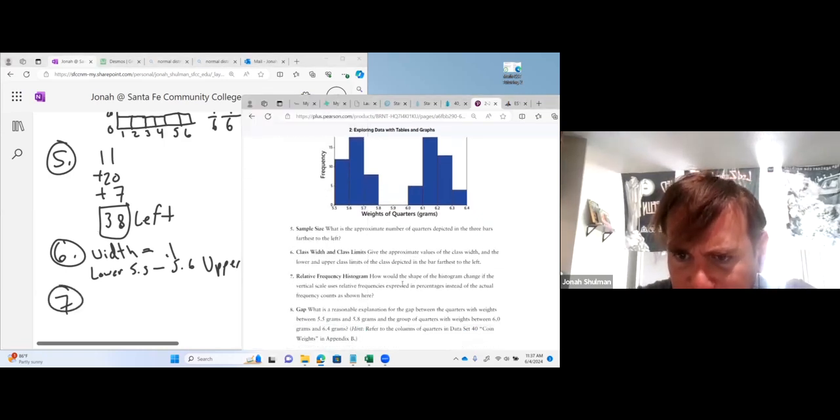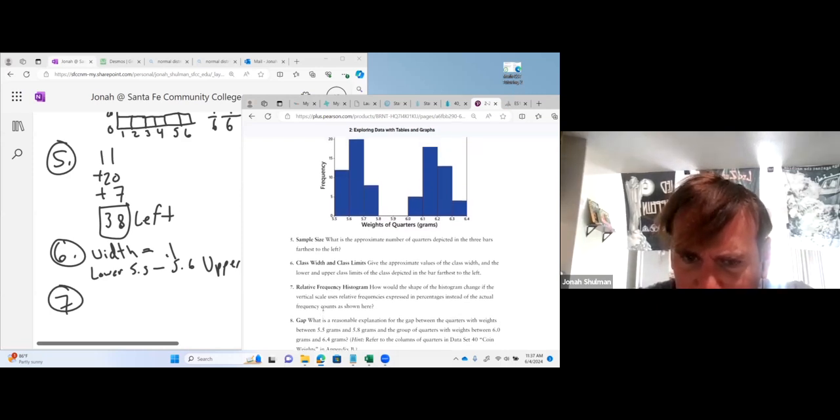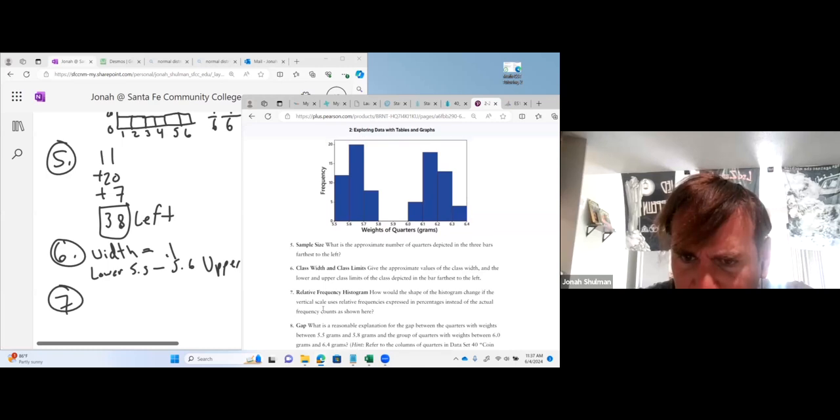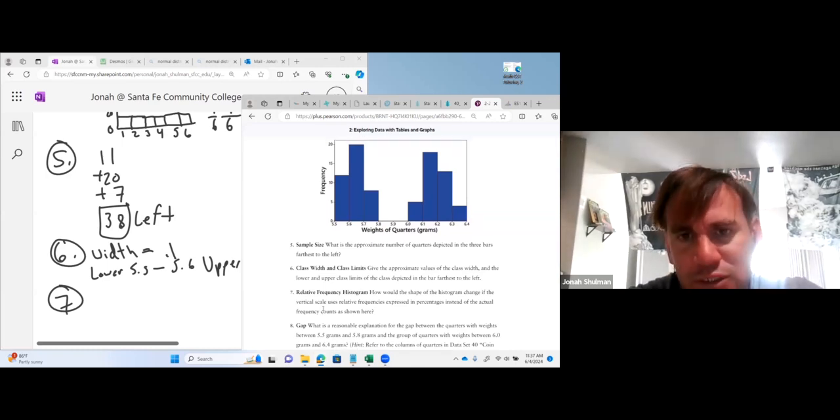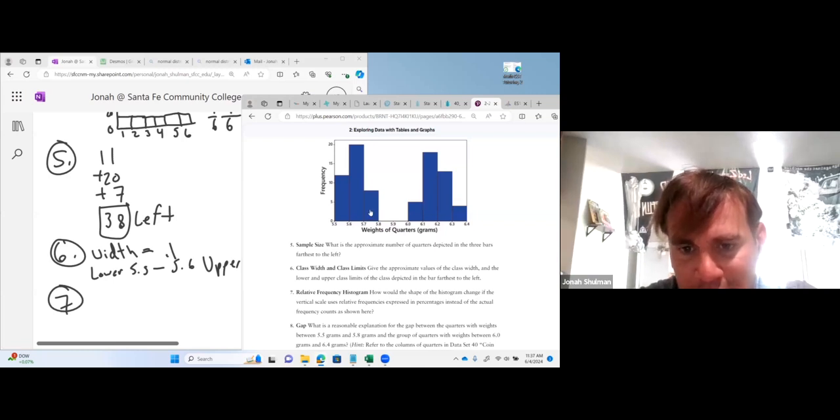How would the shape of the histogram change if the vertical scale uses relative frequencies expressed in percentage instead of actual frequencies? All right, so how would the histogram change? Well, if we use percentages, it's all going to be kind of smaller. So this is like we got 5, 10, 15, 20. It's all going to be about the same shape. It's just going to be lower because this is about 7 out of the total.